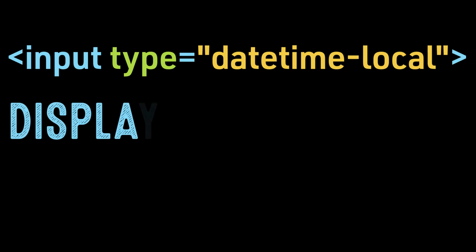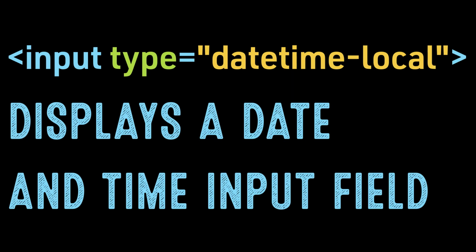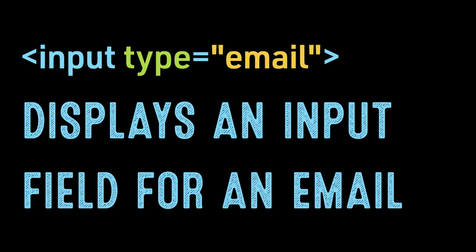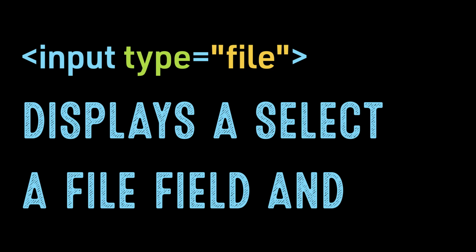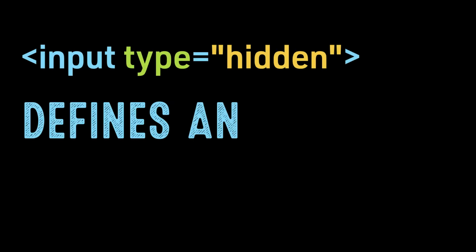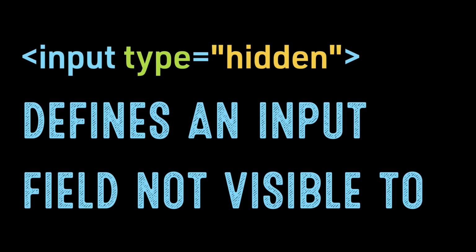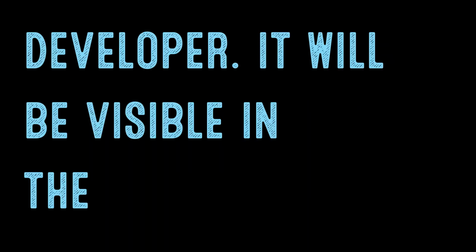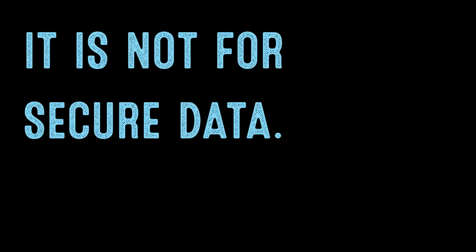Input type datetime-local displays a date and time input field. Input type email displays an input field for an email. Input type file displays a select a file field and a browse button for uploads. Input type hidden defines an input field not visible to the user. Example, data inputted for the benefit of the developer. It will be visible in the source code, so it is not for secure data.